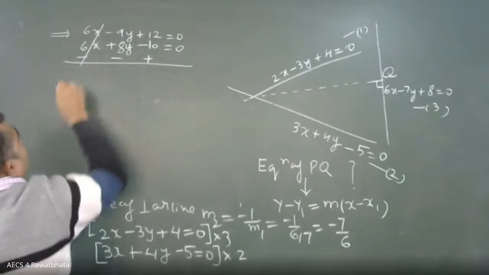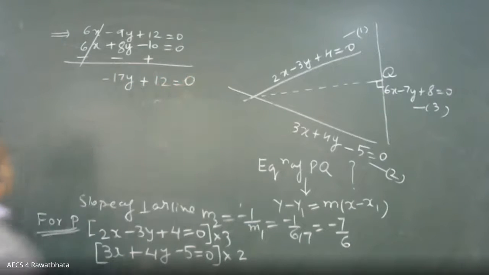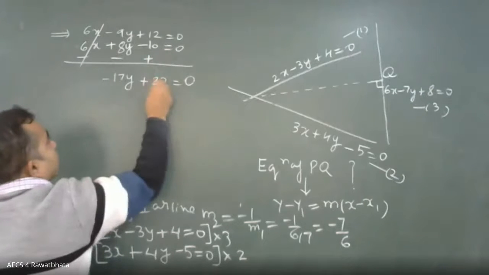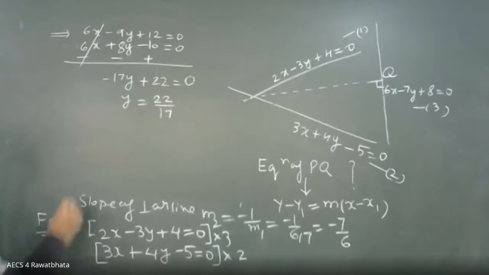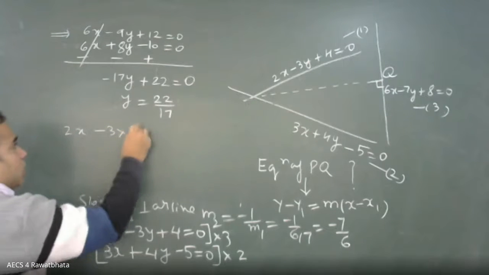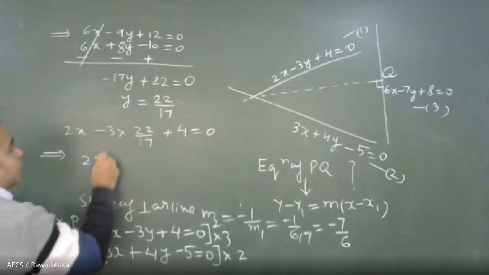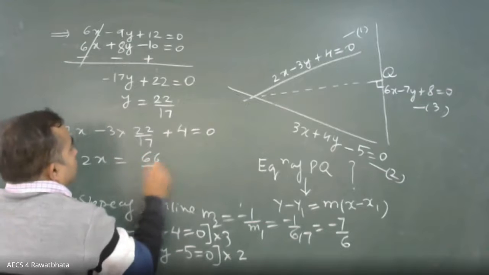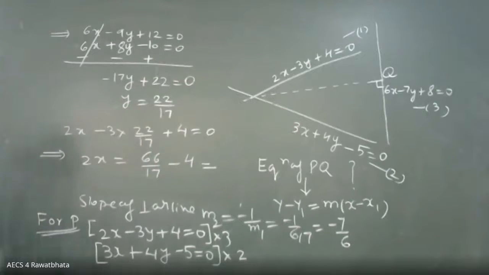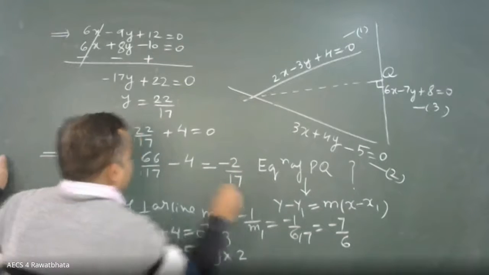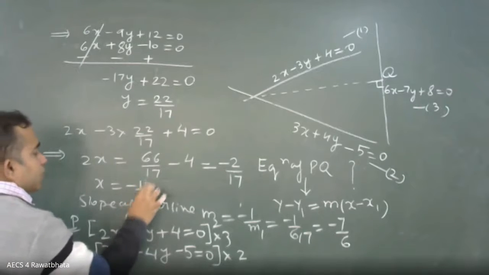Subtract. Minus 17y plus 22 equals 0. Students, please check the calculation, there are often errors in calculation. Y equals 22 upon 17, and to get x I have to put it in 2x minus 3 into 22 upon 17 plus 4 equal to 0, which means 2x equal to 66 upon 17 minus 4. This will be how much? 17 fours are 68. 66 minus 68 is minus 2 upon 17. So x equals minus 1 upon 17.